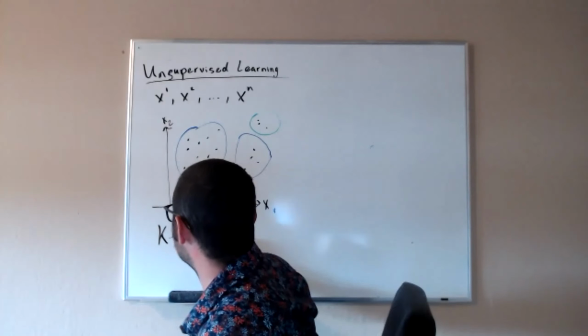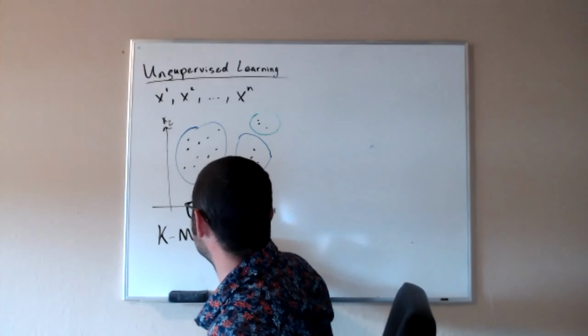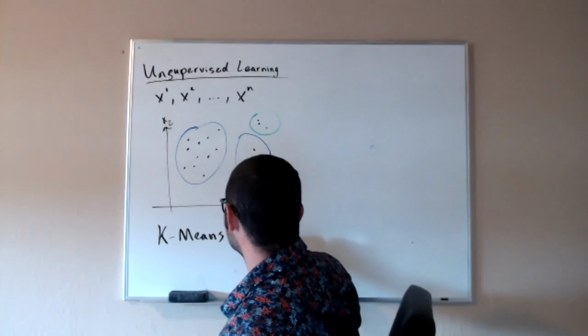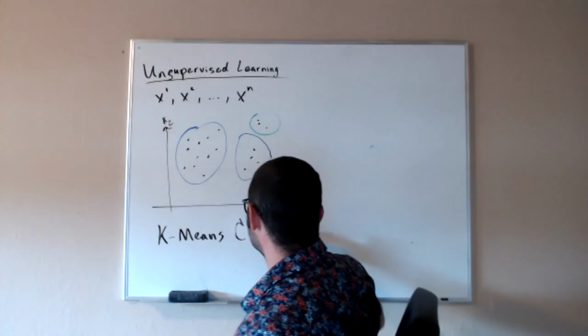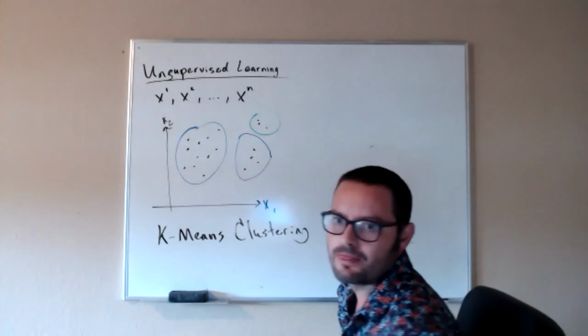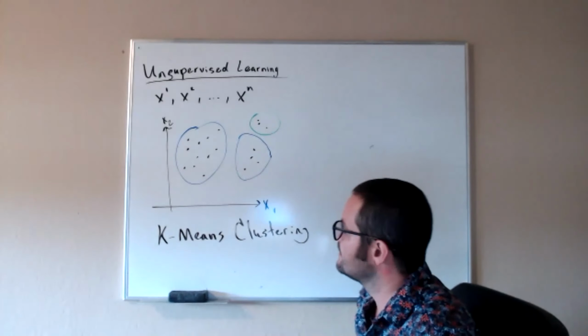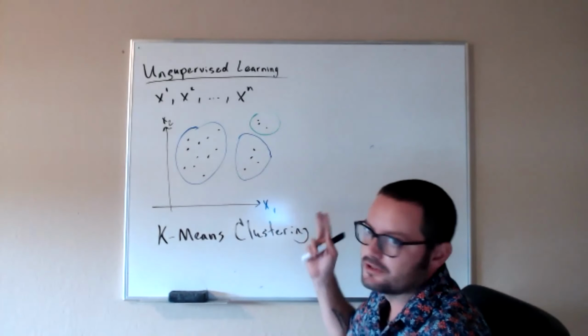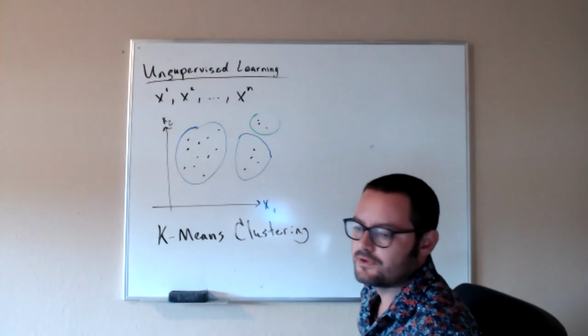We will cover two algorithms, but the main one that we will look at for unsupervised learning is called k-means clustering. So that's the main algorithm that we're going to look at for unsupervised learning.